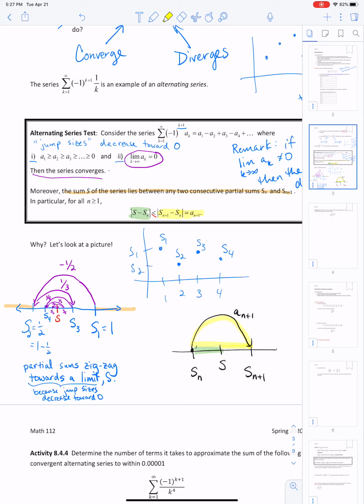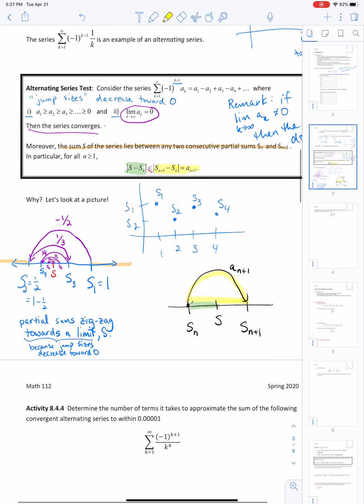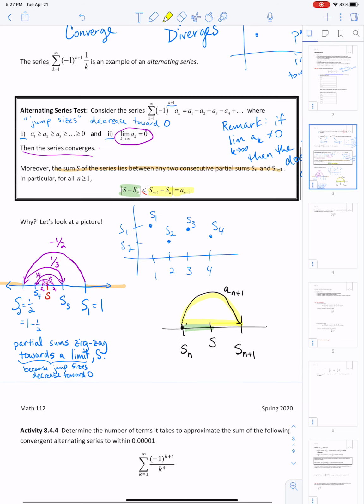And so that gives us a way of saying how close we are to the true limit from any particular partial sum. And so we'll do an example of that next. So I guess before we do that example, let me just comment on the alternating series test.